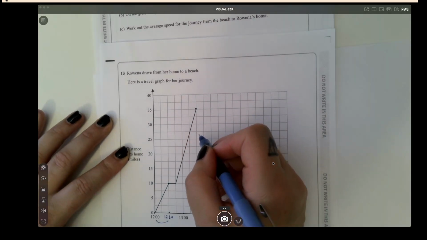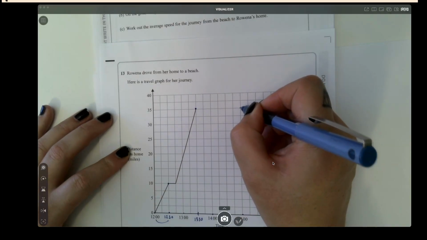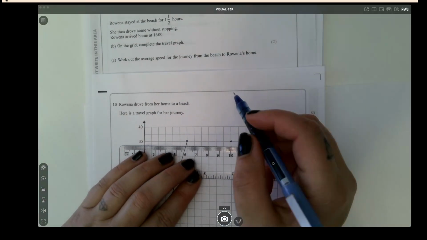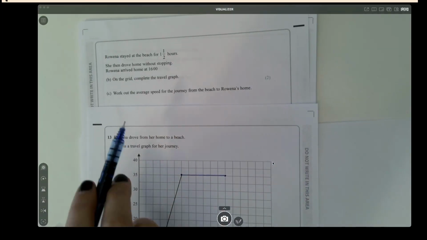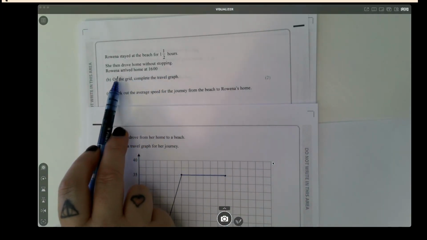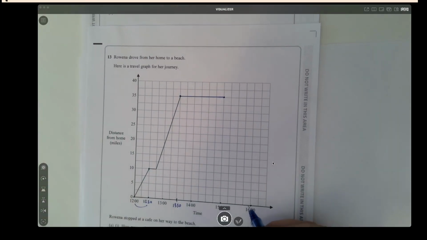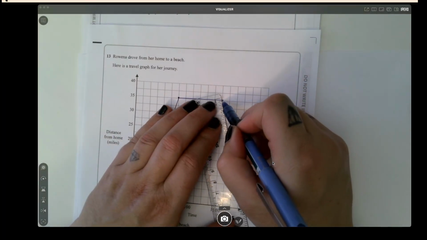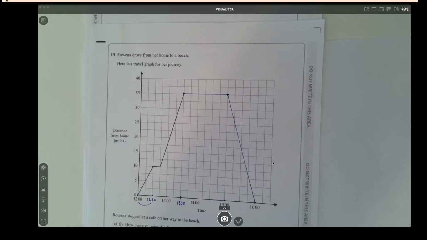And if we read all the way down here, we're at the beach at 13:30. She stayed there for 1.5 hours. So half an hour takes us to 2. And then another hour takes us to 3. So if we follow that up, we need a stationary horizontal line here for staying at the beach for 1.5 hours. Then she drove home without stopping and arrived home at 1600. So 1600 is here. We're going straight from the beach to home, not stopping anywhere. So we're going to draw the line there like that. So that's part B.